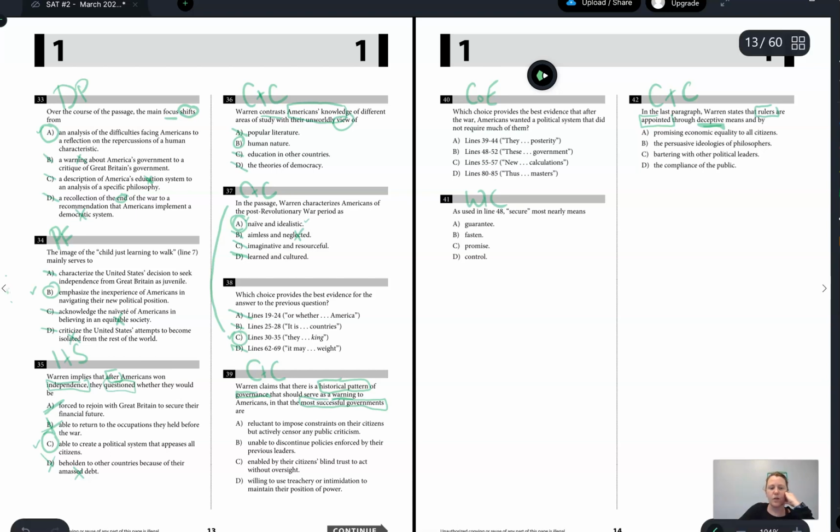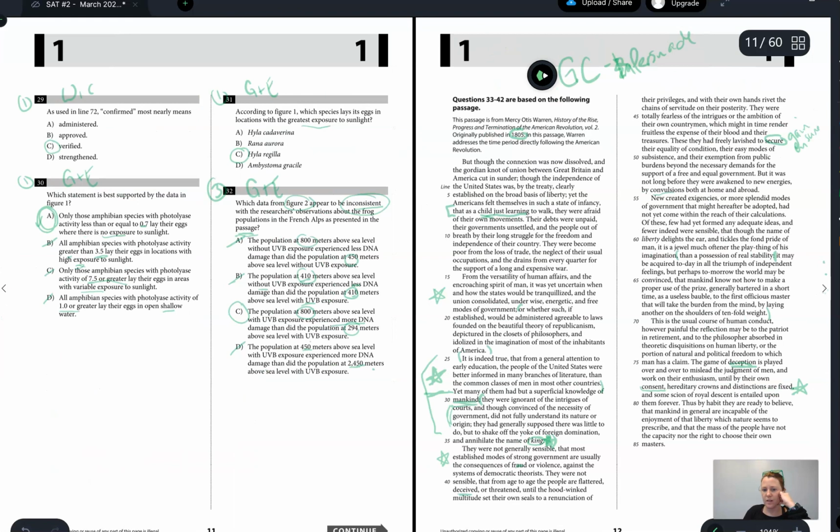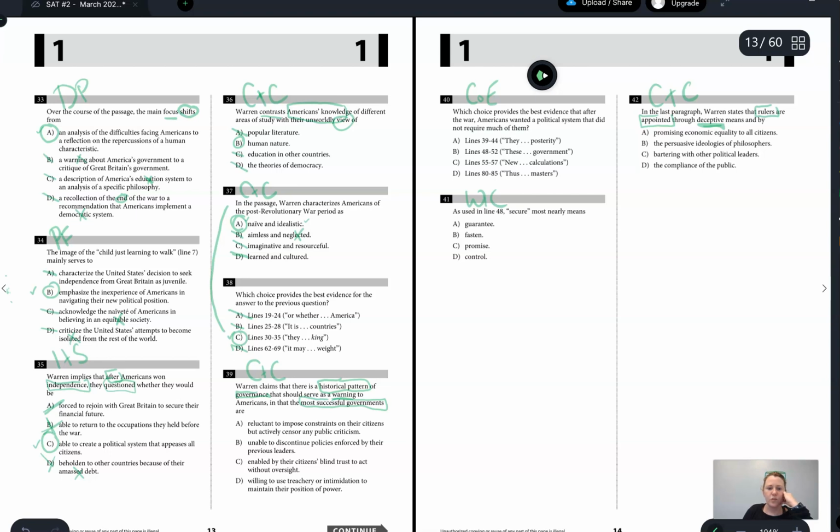Let's see, what was it? Fraud and violence? I don't think that's necessarily blind trust and oversight. Willing to use treachery or intimidation to make. Oh, okay, so this is the fraud, and this is the violence. So I think D's our correct answer.